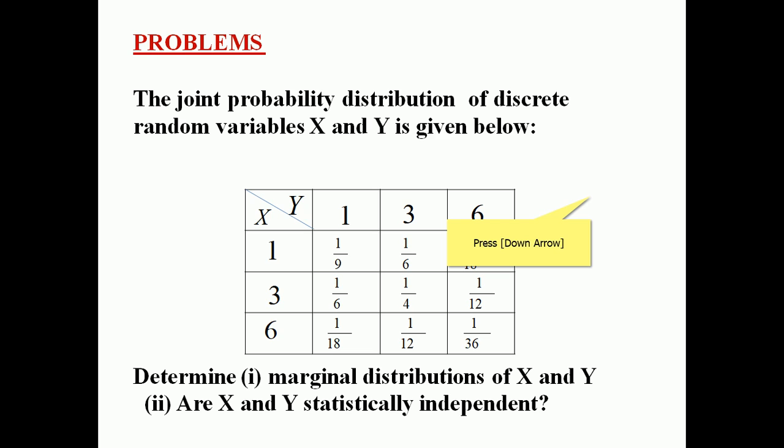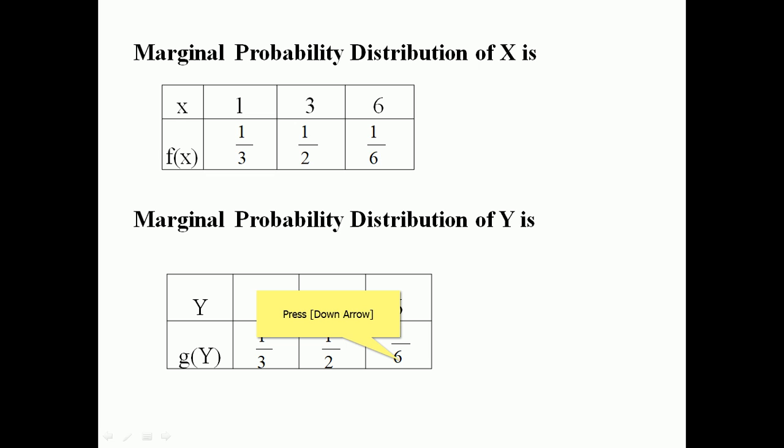In the next problem, this is also a model question paper problem. The joint probability distribution of two discrete random variables x and y is given below. Determine marginal distributions of x and y, and check whether x and y are statistically independent. Already you know how to write down the marginal distributions. X takes the values 1, 3, 6, y also takes the values 1, 3, 6. Marginal distributions are: sum of the first row is 1 by 3, second row is 1 by 2, third row is 1 by 6. That is the marginal probability distribution of the variable x.